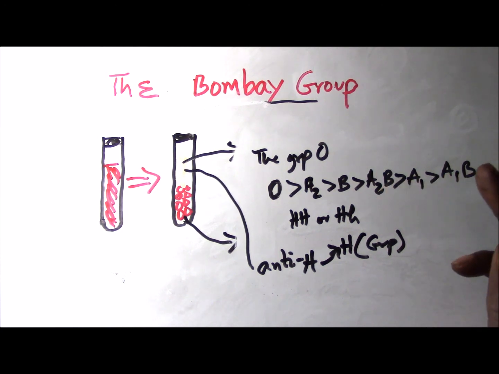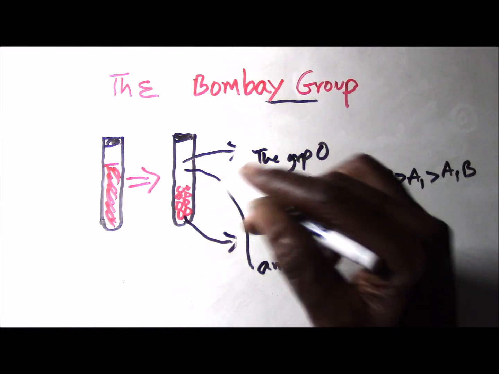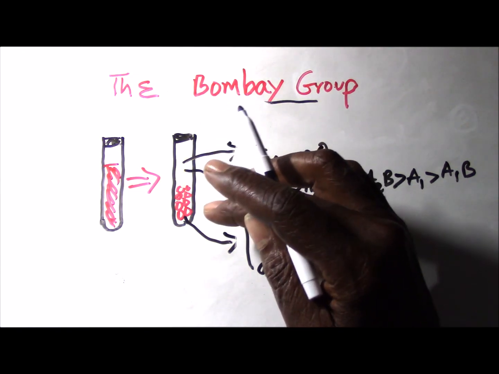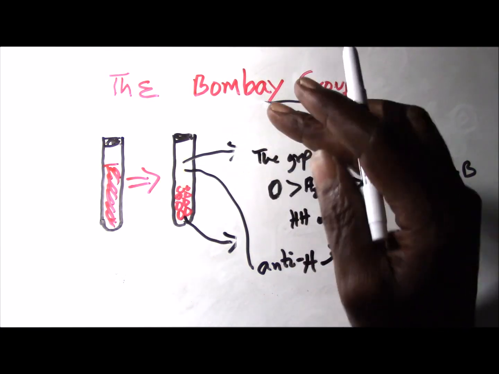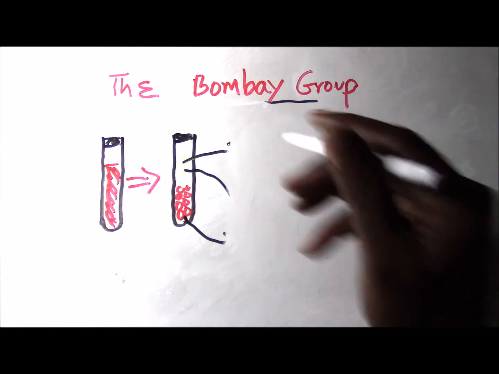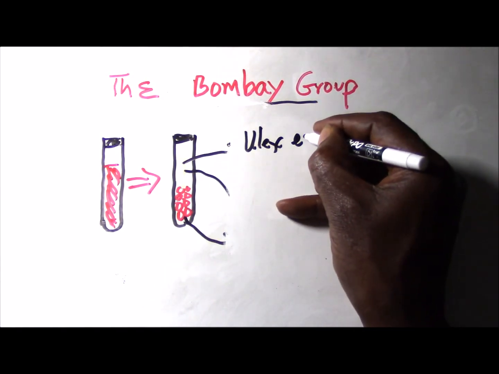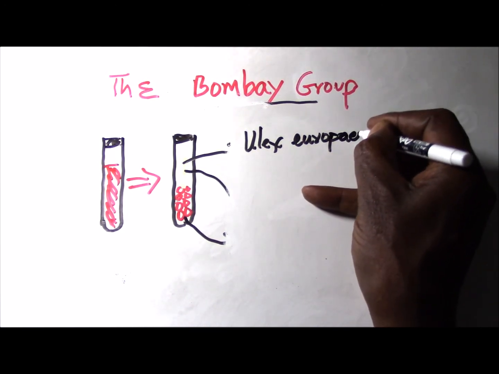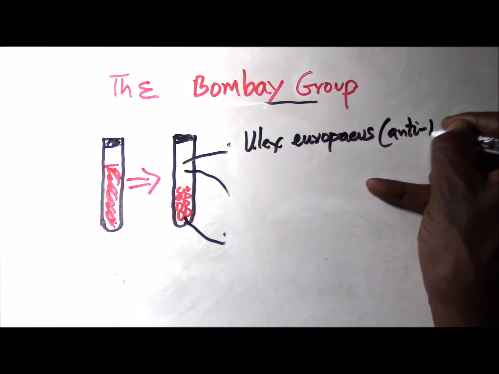I just can't give you a specific set of questions, but once you know the basic facts about what I have just diagrammatized here, you will be able to deal with the questions that may arise irrespective of the nature of the question. By the way, I earlier mentioned Ulex europaeus, and then I also indicated that this is simply anti-H.